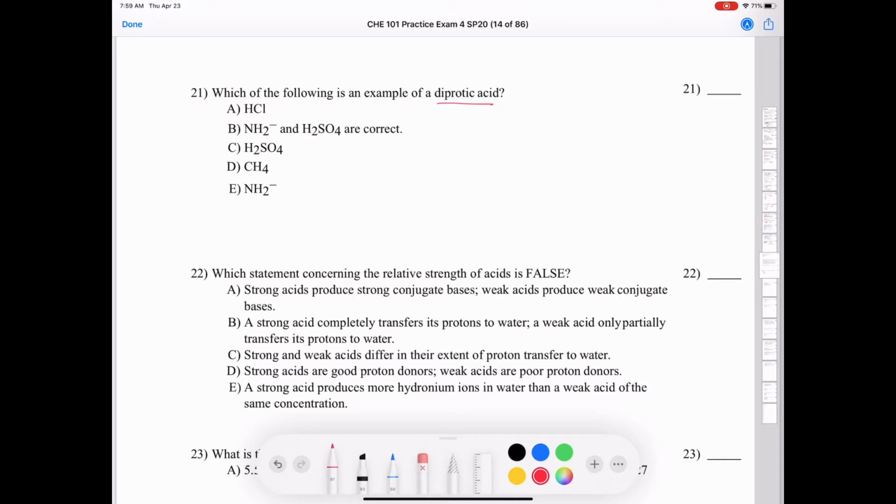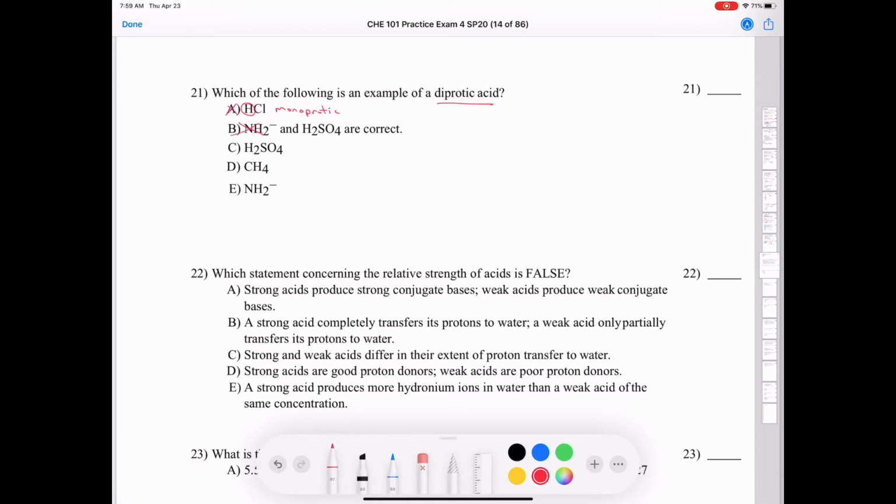So HCl is a strong acid, but it's monoprotic. So we could write that down, monoprotic, and that means it only has one proton to donate, this one proton here, so this is impossible. The next one is NH2 minus. Well, NH2 minus is not an acid, so we're just going to scratch this one right off.